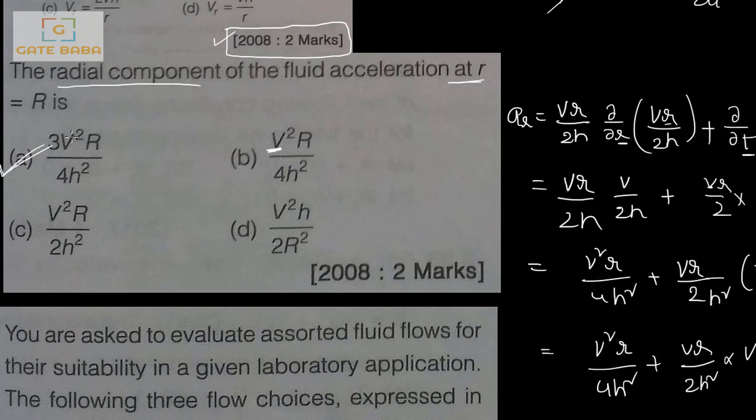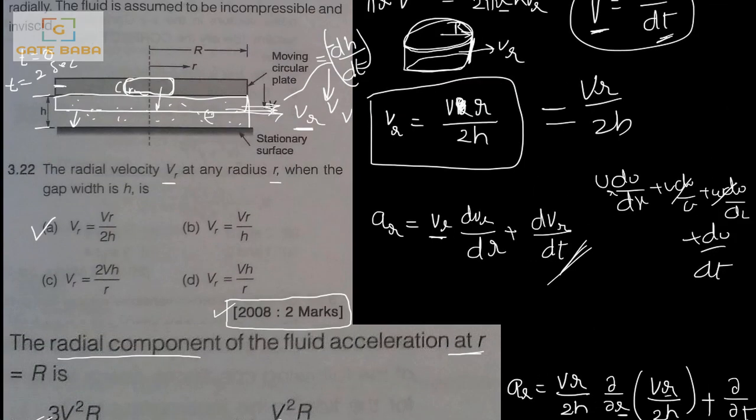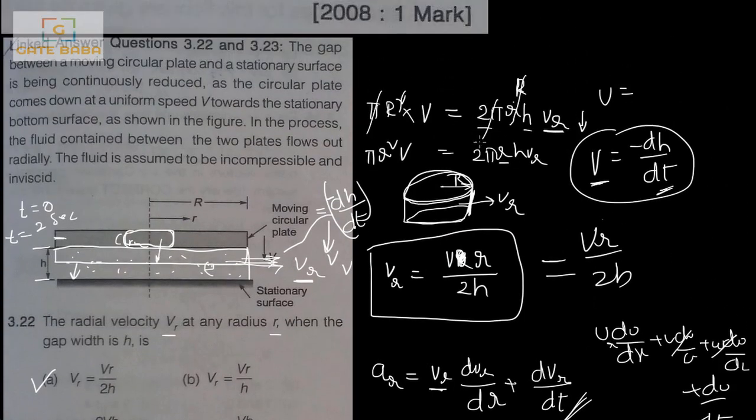Here the basic idea is equating the volume constraint, the rate of flow constraint. That is, whatever volume is coming downward is going radially outward. The radial outward area is 2 pi rh, the circumferential area of an imaginary cylinder. Here the downward area is the plate area. That is the cylinder area, and you will get a relation between VR and capital V.